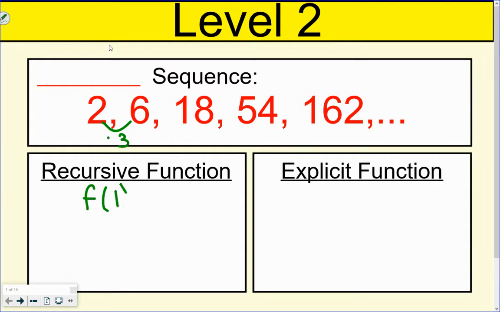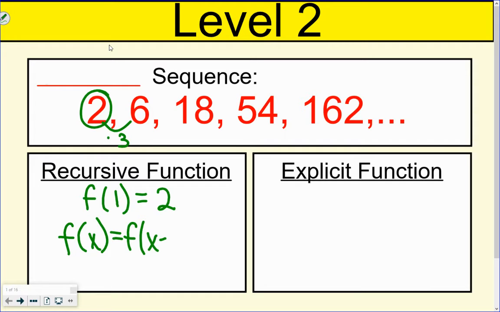So if I write my recursive formula, I'm going to write f of 1 equals, well, my first term here is 2. The rest of the recursive function is f of x equals f of x minus 1. You guys should be really good at typing that in and writing it down now. And then you just put your pattern, times 3. So what kind of a sequence is this? Is it an arithmetic sequence or is it a geometric sequence? It is geometric because it is timesing to get from one number to the next. If it was adding, then it would be arithmetic.